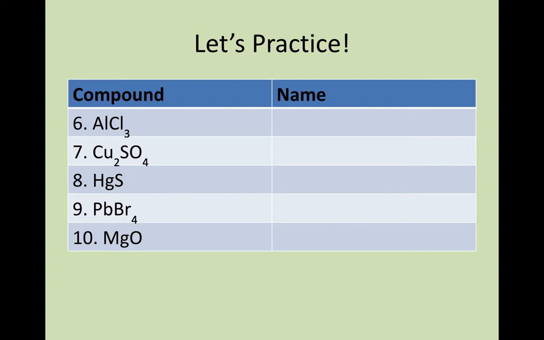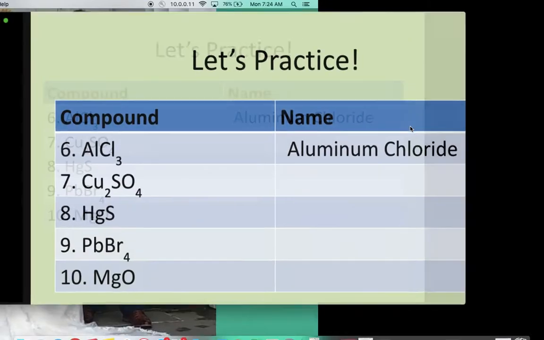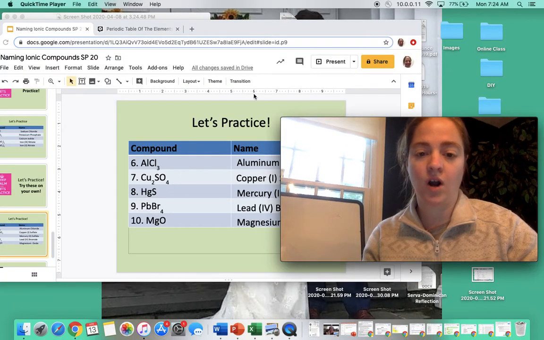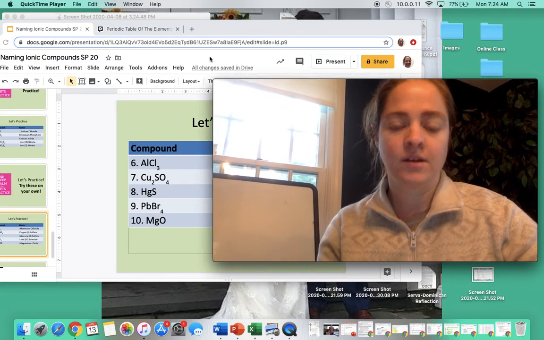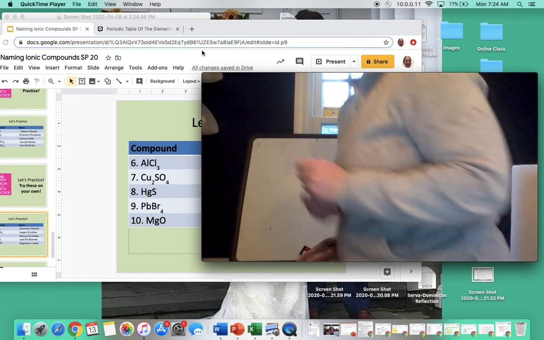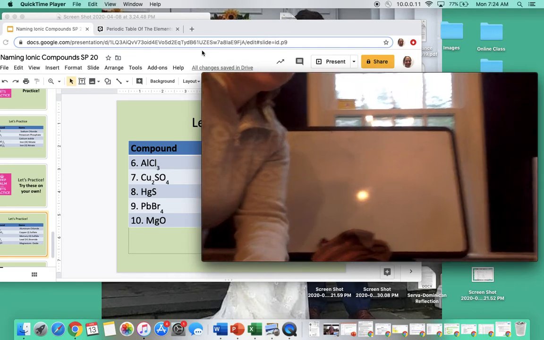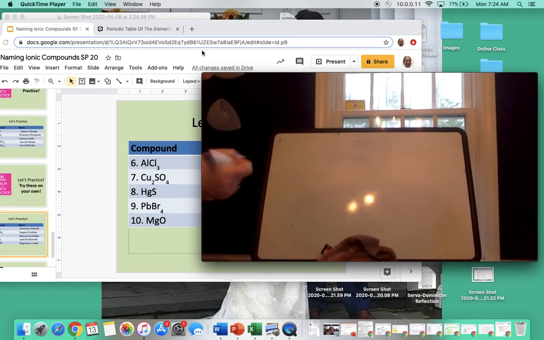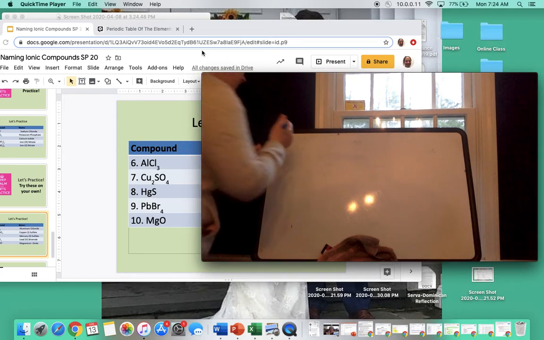All right, so hopefully you took a couple minutes to practice. The first one is AlCl3. It's a metal and a nonmetal, so the metal stays the same, and chlorine becomes chloride, okay? I'm going to exit my full screen again, and I'm going to do these with you guys because a bunch of these are transition metals, okay? Hopefully I'm going to slide back over, and you guys can see me. Okay, so the first one is Cu2SO4.